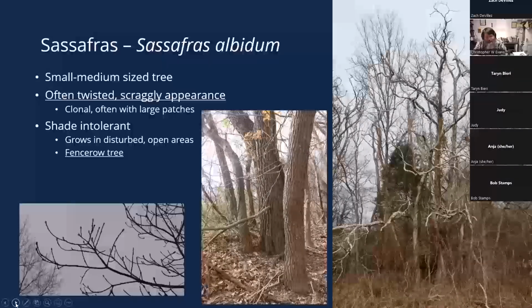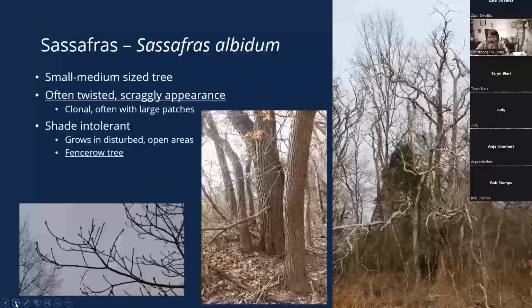This is typically a small to medium-sized tree, though they can get big. They don't often get big, but I've seen them 30+ inches in diameter before. Usually it's small to medium-sized. It's a clonal tree, so a lot of times you'll see big groups of it growing together.